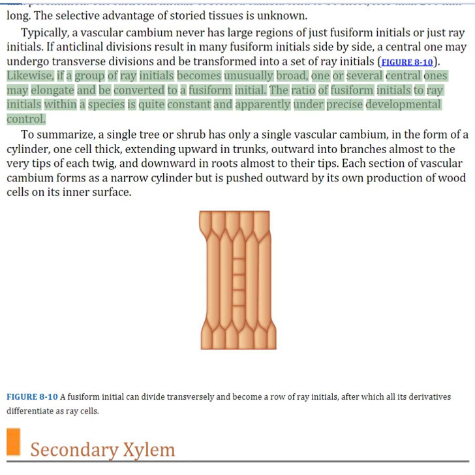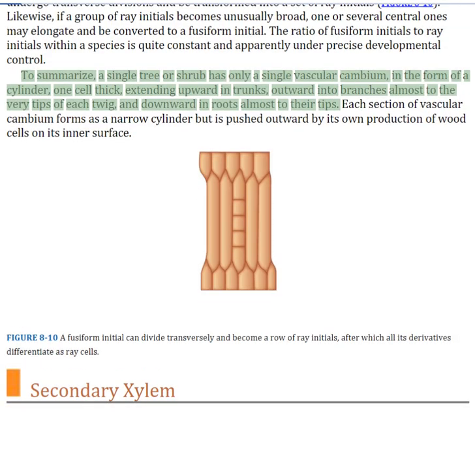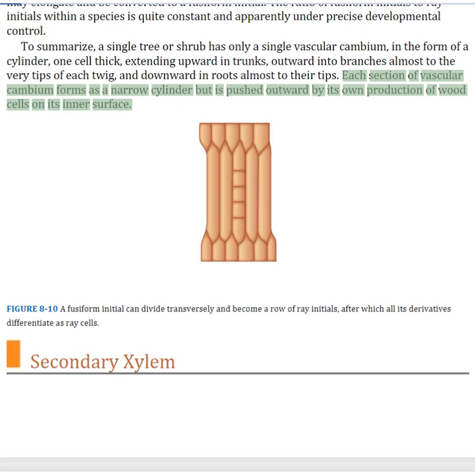To summarize, a single tree or shrub has only a single vascular cambium, in the form of a cylinder, 1 cell thick, extending upward in trunks, outward into branches almost to the very tips of each twig, and downward in roots almost to their tips. Each section of vascular cambium forms as a narrow cylinder but is pushed outward by its own production of wood cells on its inner surface.